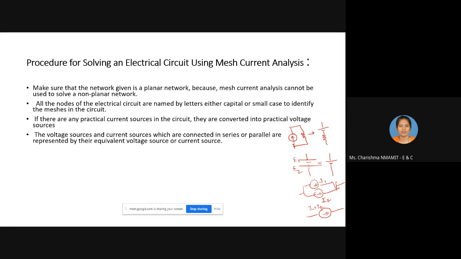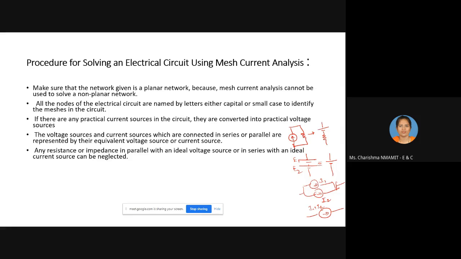We have seen how to represent the equivalent voltage source if voltage sources are connected in series, and similarly how to represent an equivalent current source if current sources are connected in parallel. Any resistance or impedance in parallel with an ideal voltage source, or in series with an ideal current source, can be neglected. Okay, this we have already discussed.